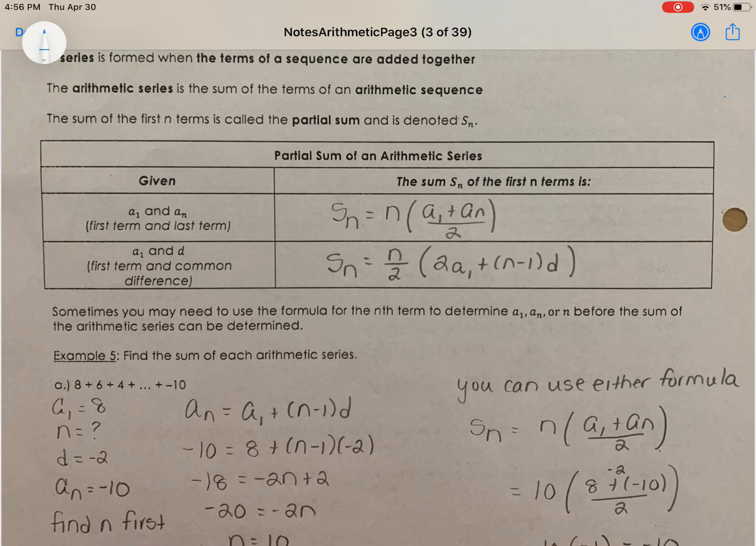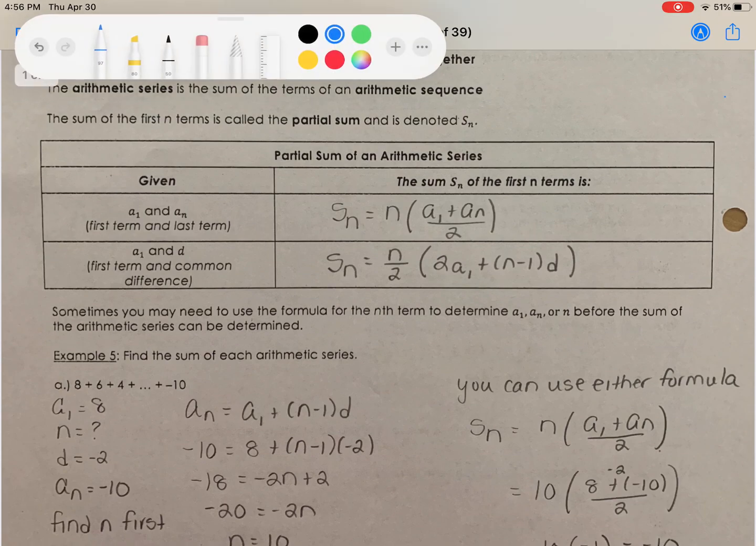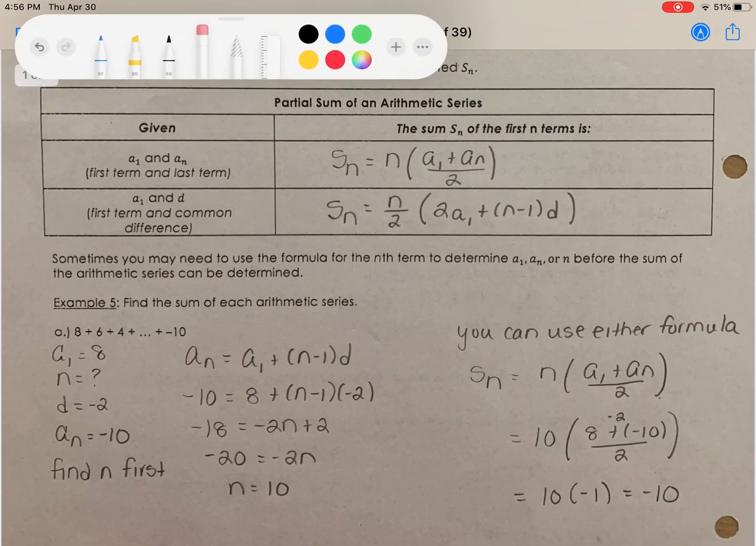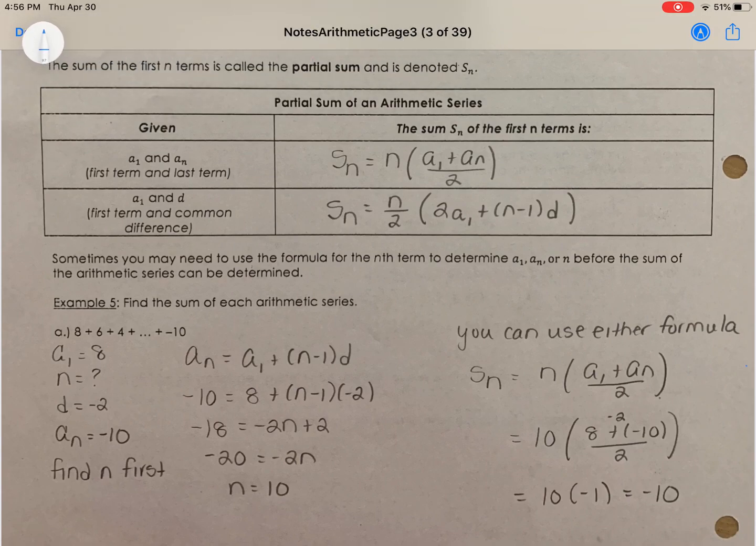All right, part 2 talks about a series. So series and sequence are combined. A series is formed when the terms of a sequence are added together. A sequence is just a list, but a series is when you add them all up, and that is what makes a series compared to a sequence. Again, a sequence is a list of numbers. A series is the numbers added together.